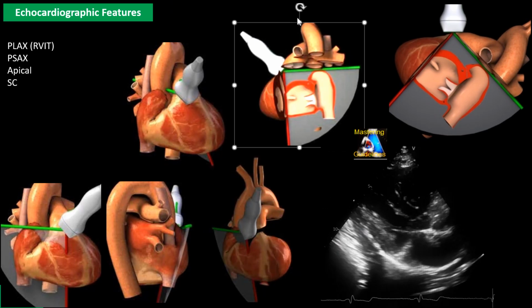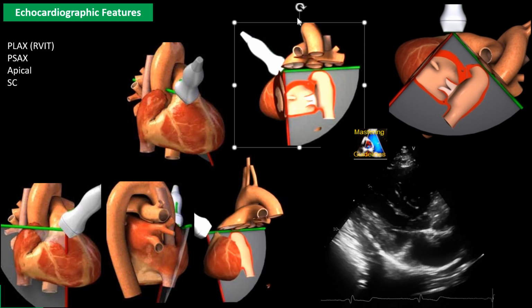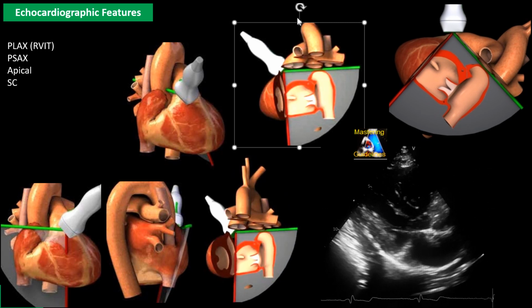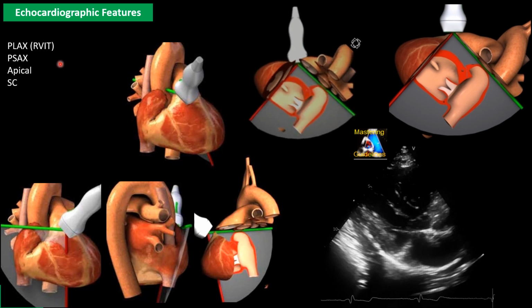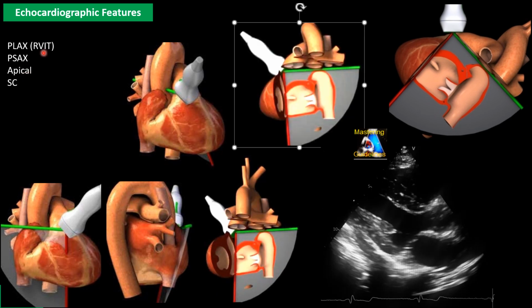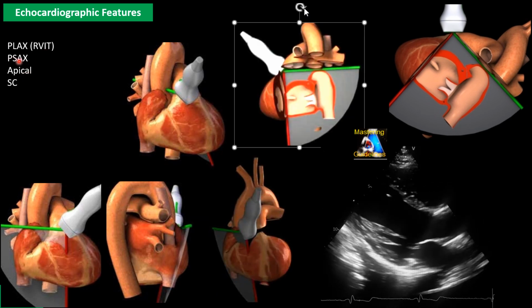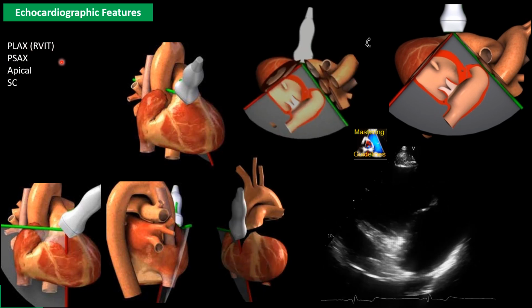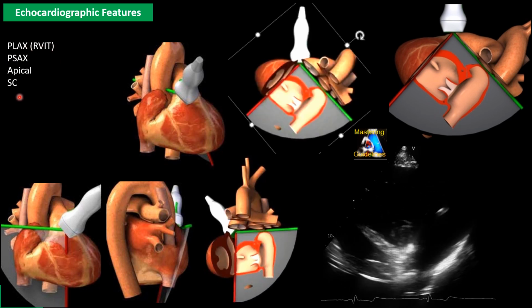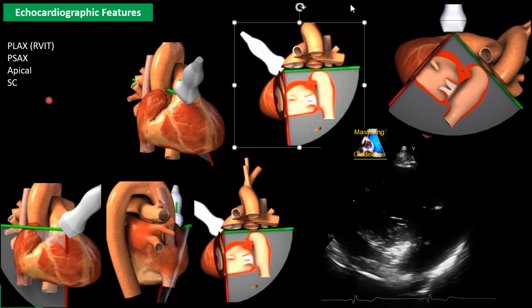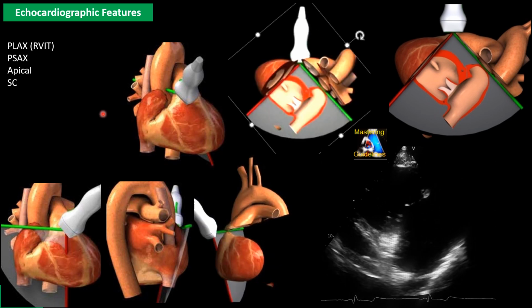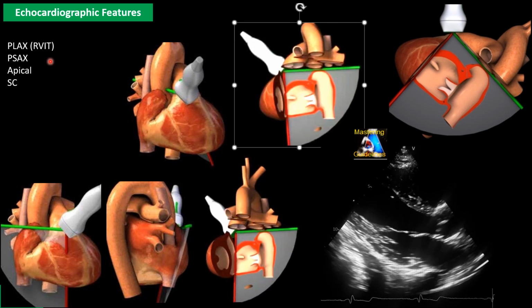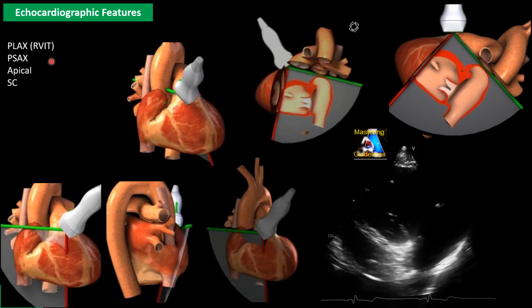The tricuspid valve should be evaluated in at least 3 different views, but we can evaluate this valve in other views too, more than 3. Among those, the important ones are the parasternal RVIT, or right ventricular inflow tract, the PSAX or parasternal short axis, apical, subcostal, and other off-axis views too. Now let's go first with the parasternal RVIT view.